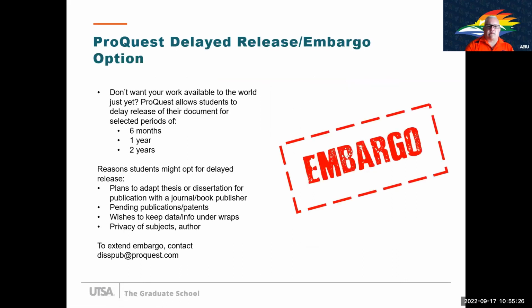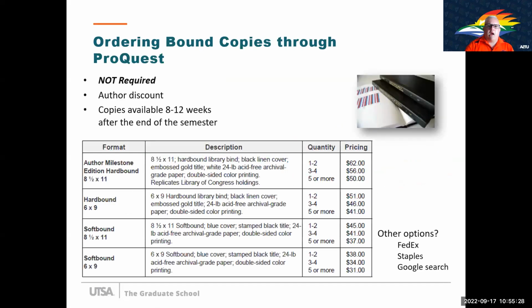That's what I just discussed. If you want to order bound copies through ProQuest, this is not required. So hard copies, you can do a hardbound or a softbound, depending on the size, etc. You can include that. This obviously would cost money. If you just want a copy and you want to go to FedEx or Staples or the UPS Store, that's fine as well. It's totally up to you. This is just a personal choice.